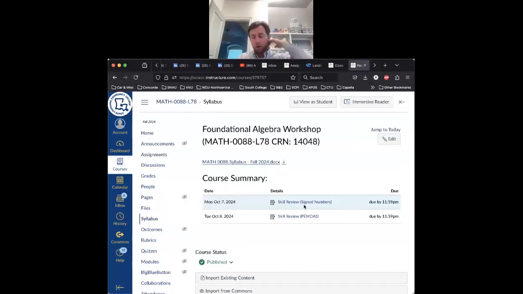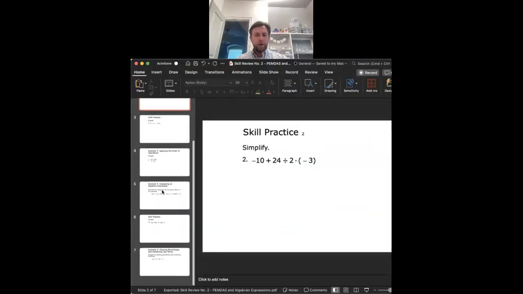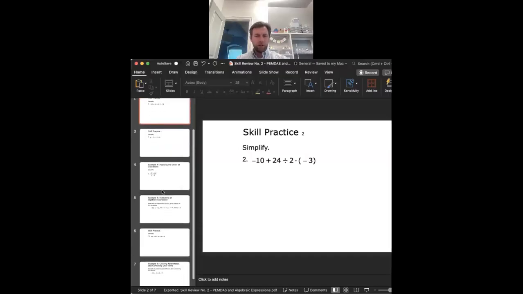I'll show it here, but it's this one right here that says skill review PEMDAS. We'll do this here as well. The point is for you to get some examples to see what it's like to do the order of operations. And these are not all of them. I'll show you what it looks like. It's this right here. I think there are only about 6 questions.